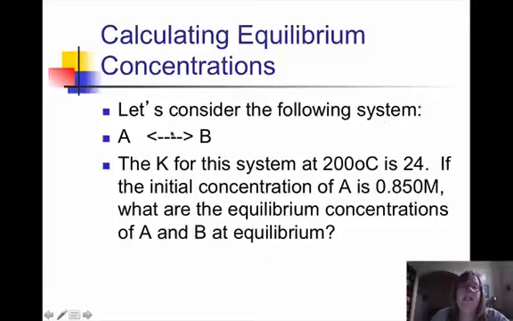We're going to look at this system at equilibrium. A is in equilibrium with B. They're going to give us a K. They always give us a temperature because K changes with temperature. And they're giving us initial concentrations, not equilibrium concentrations. So that's different. And they're asking for the equilibrium concentrations. All right, so let's see how we're going to do this.